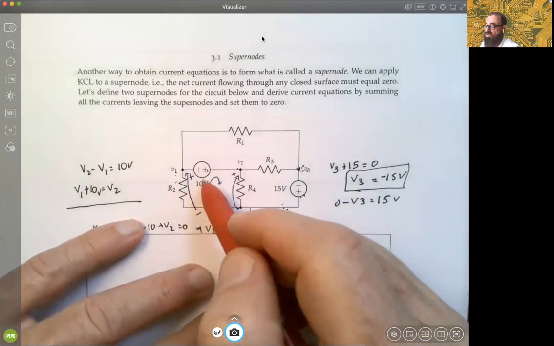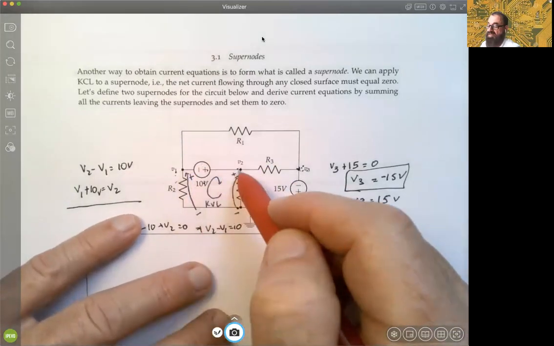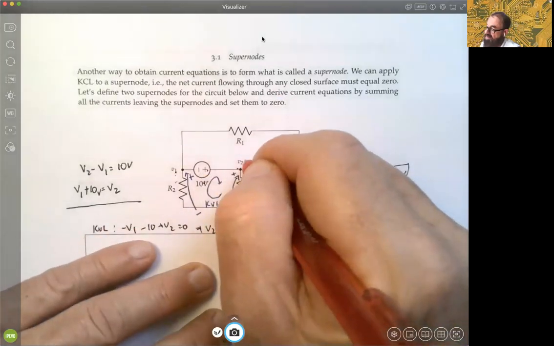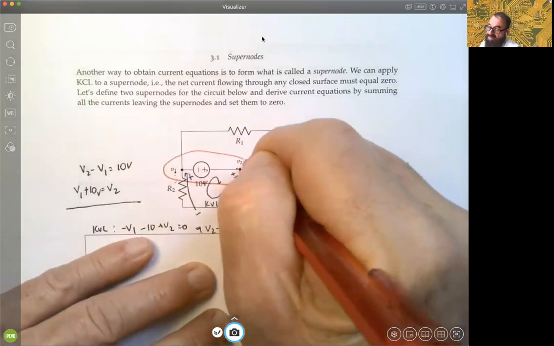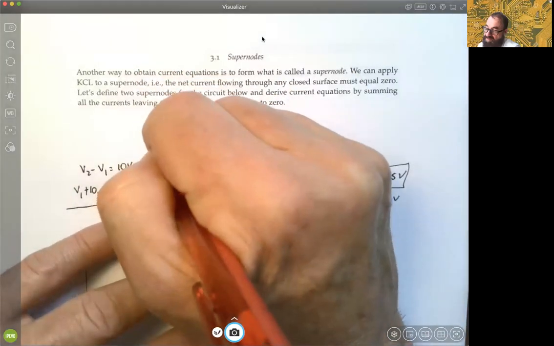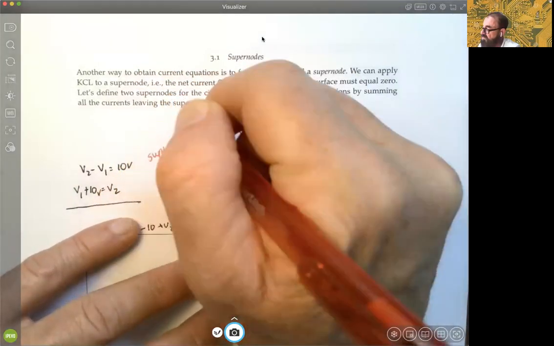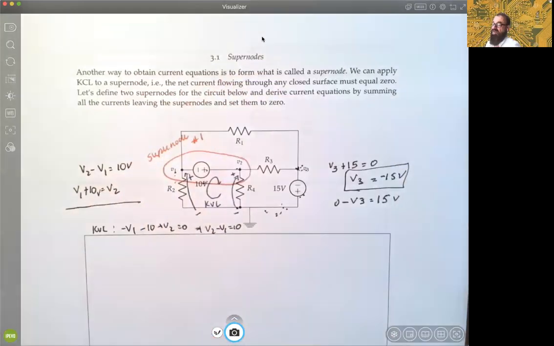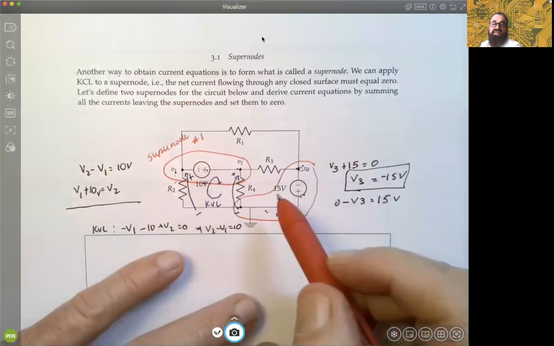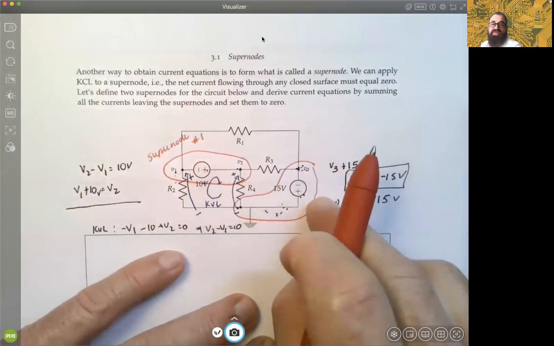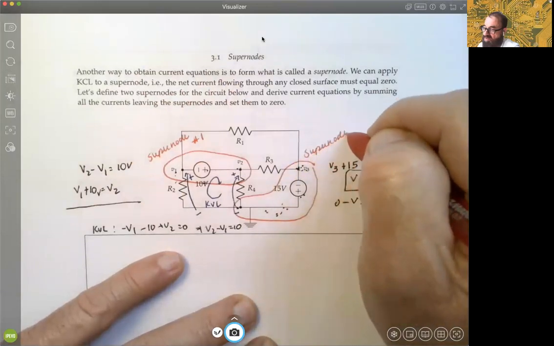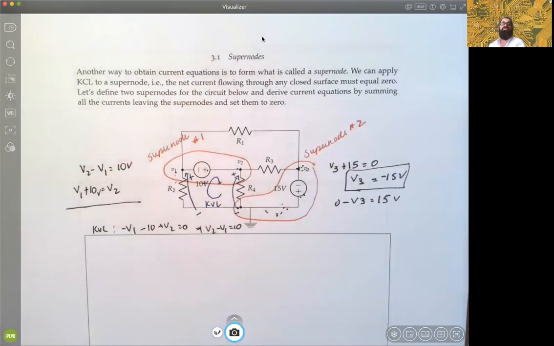All right, so what we'll do now is the idea of a supernode to try to make things a little bit easier, to encapsulate currents without looking at the complexity of that voltage source there. We just combine the voltage source with those two nodes, and that's called a supernode. The funny thing is, you can do the same thing over here. This could be another supernode. The idea is, again, collapsing two nodes with a voltage source into one node, and that could be, say, supernode number 2.